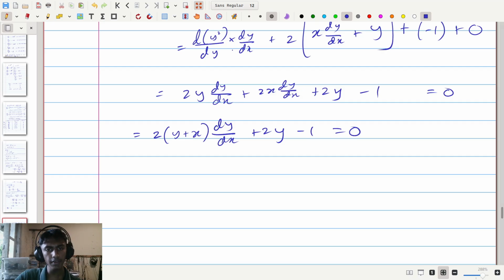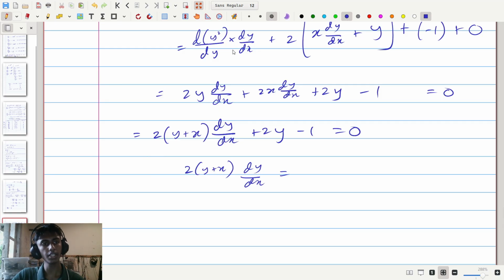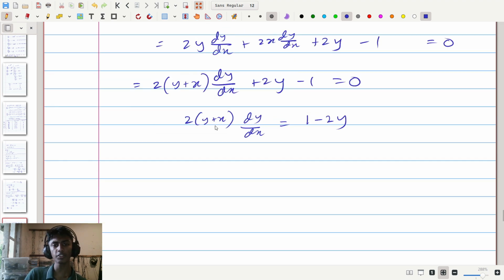Rearranging this to find dy by dx, we get 2y plus x times dy by dx is equal to, taking the other things to the other side, 1 minus 2y. Now dividing both sides by 2y plus x, we get that dy by dx, the derivative of y with respect to x, is equal to 1 minus 2y divided by 2y plus x.